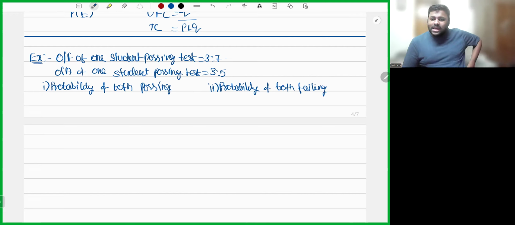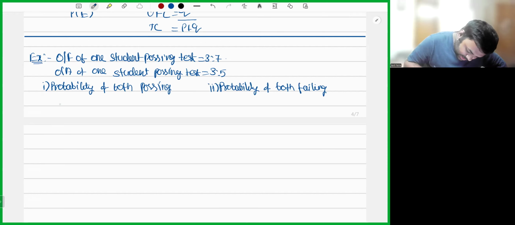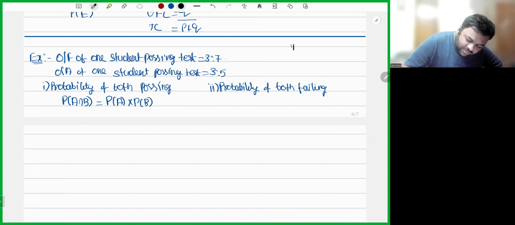Now, my dear friends, a test is given. I'm assuming that they didn't copy here. When the test is given and they didn't copy, can I say they are independent events? Both means both A and B. So he's asking P of A intersection B. What will be P of A intersection B? P of A into P of B. Why, sir? Because he's telling they are independent events. They are writing the exam, right? So they are independent events.